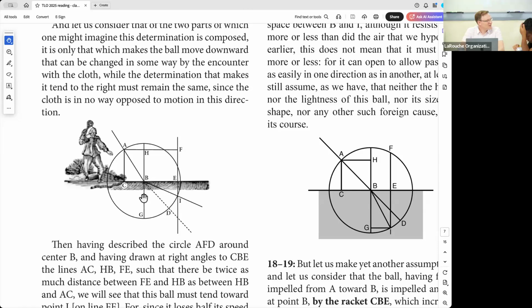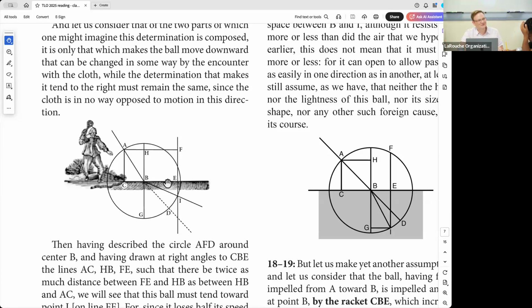Because if the ball was just moving to the right, it never would have touched the cloth. So therefore, the cloth doesn't mind motion to the right. So even if you do hit the cloth and rip through it, there will be no change in your motion to the right, only your downward motion.